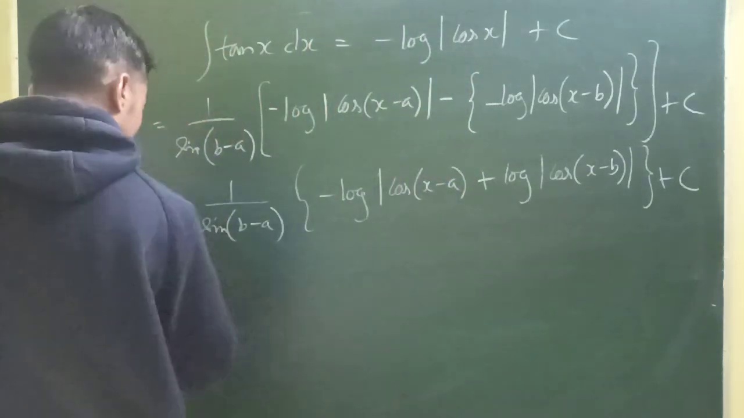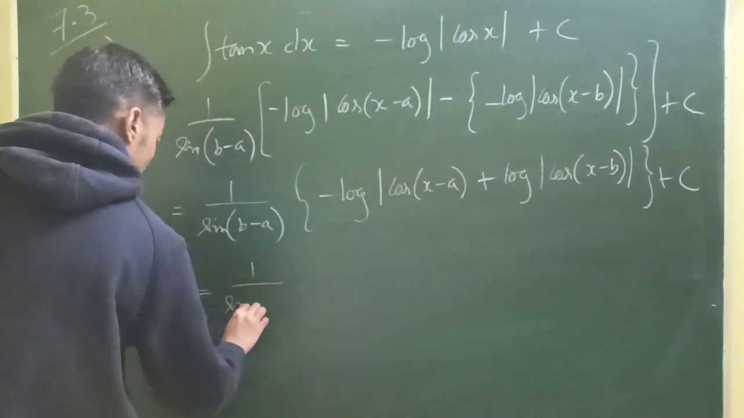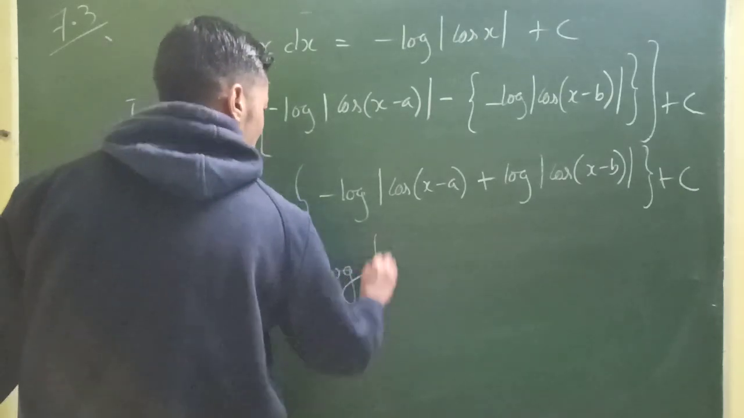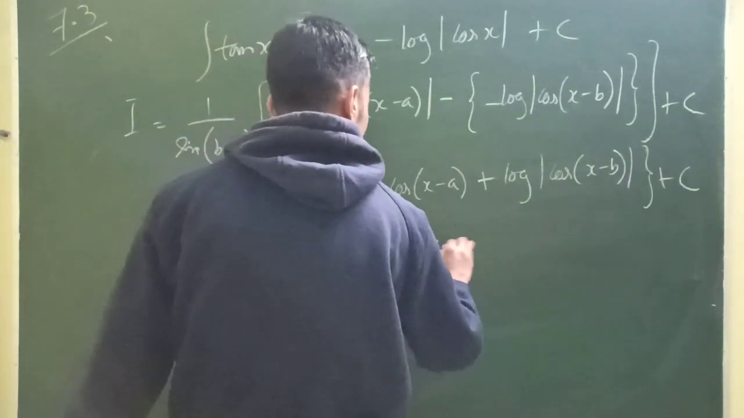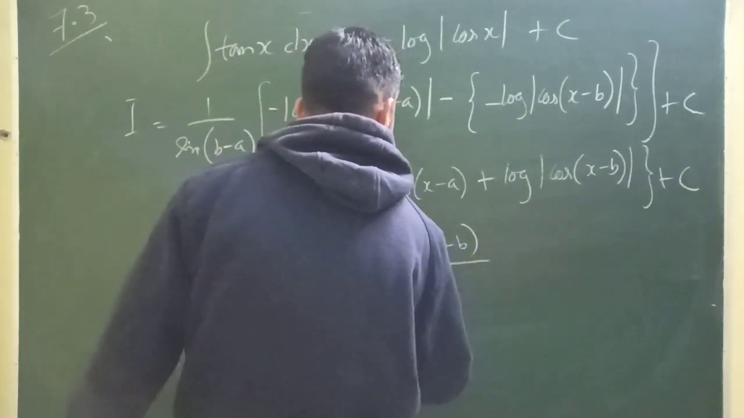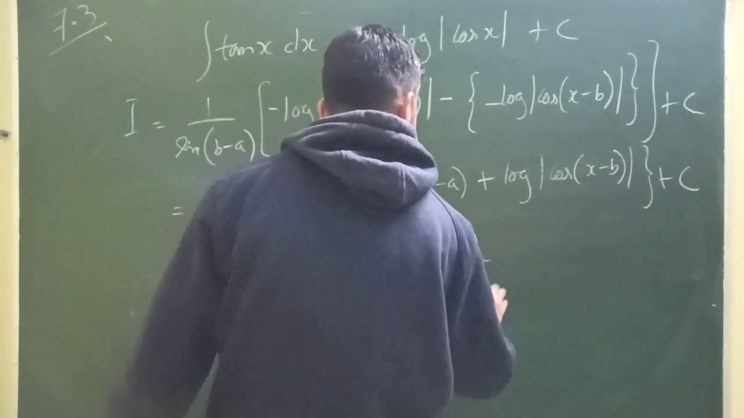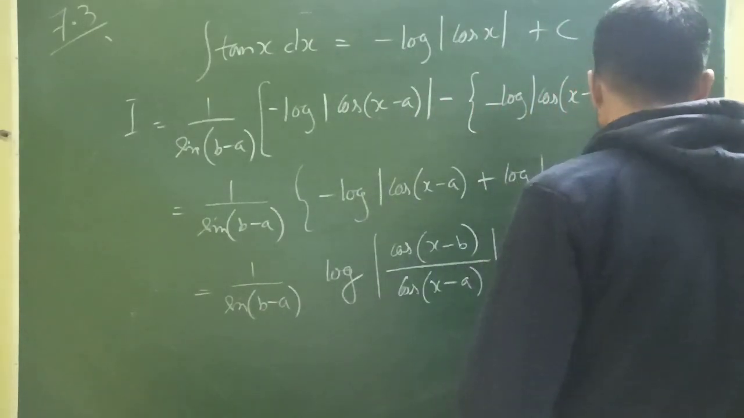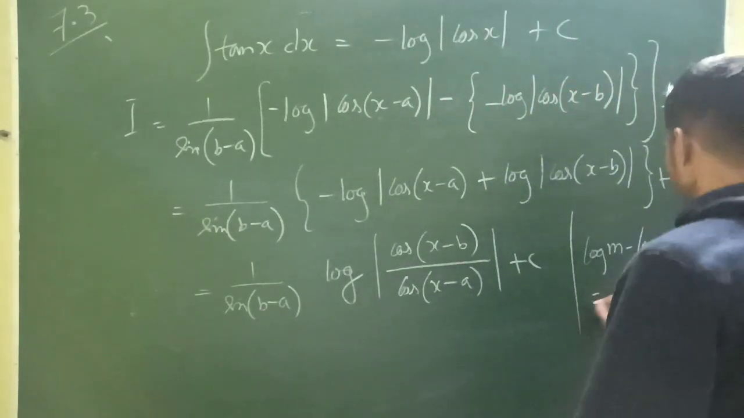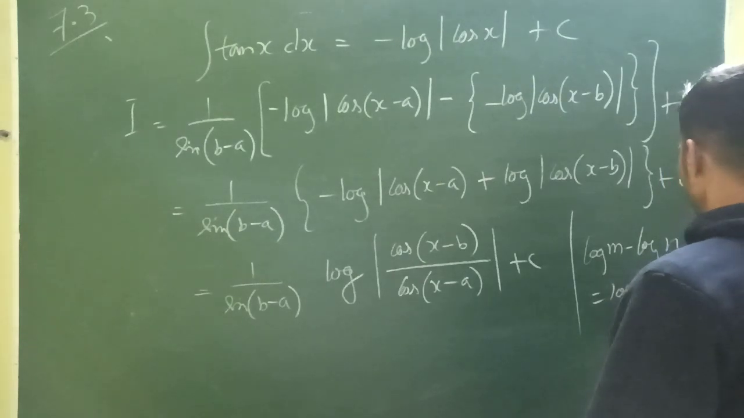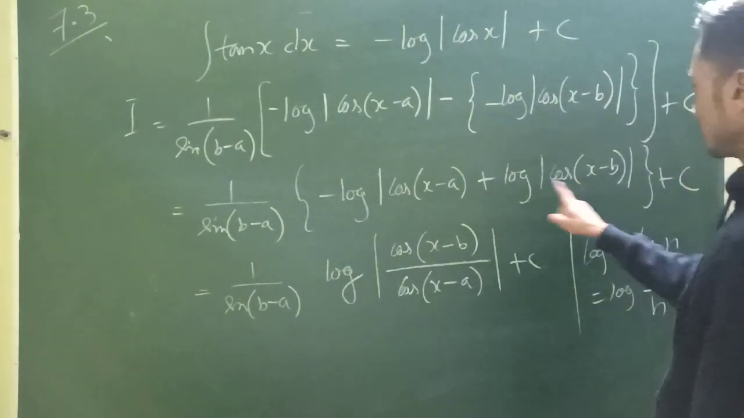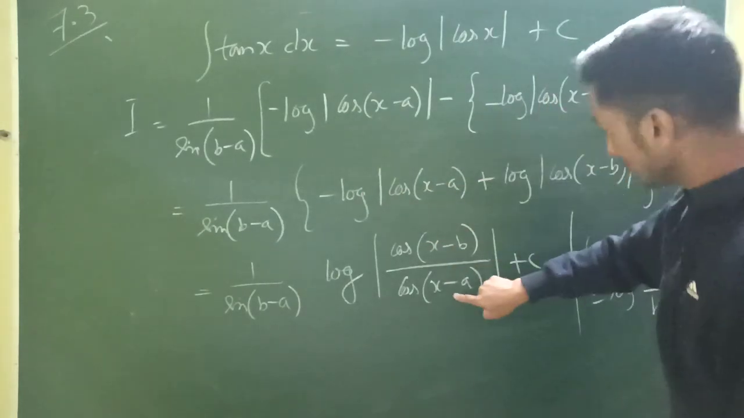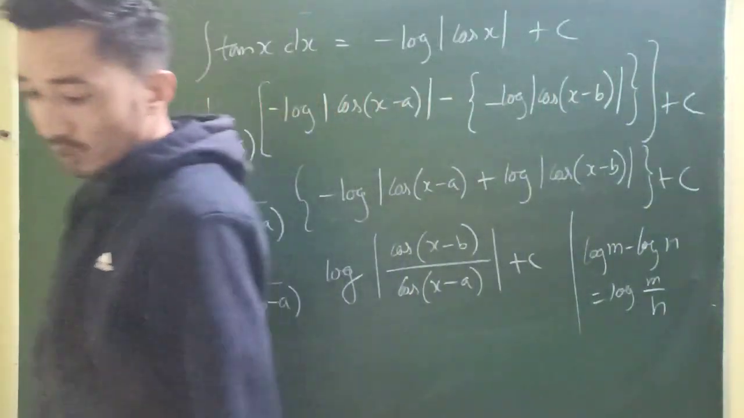This one I'll do directly just by arranging, don't want to be wasting too much time here. Log of cos(x minus b) minus log of cos(x minus a) plus c. Because we know log of m minus log of n is log of m upon n.